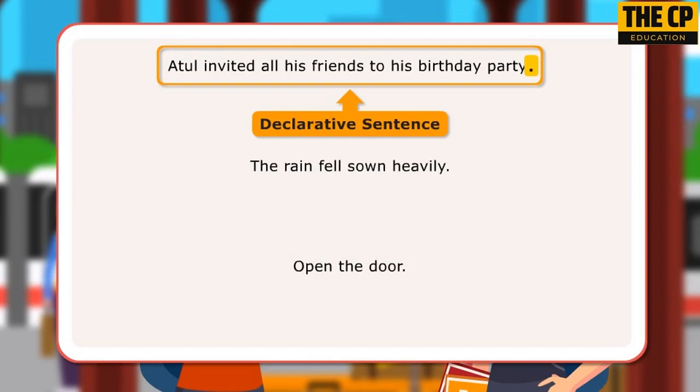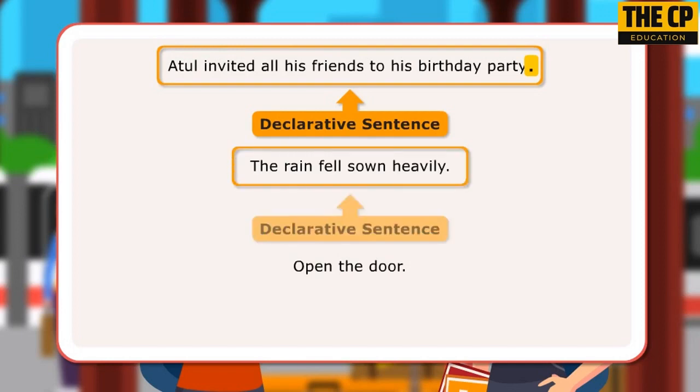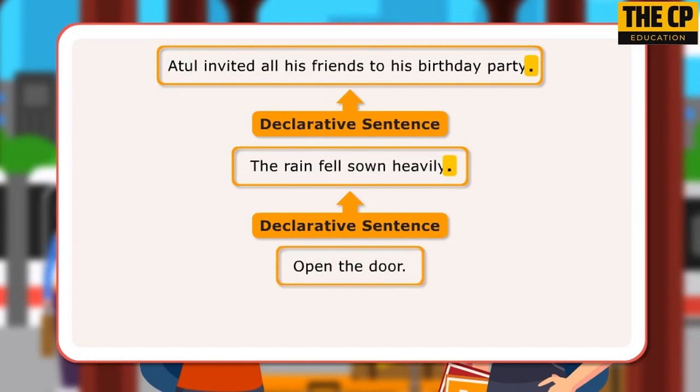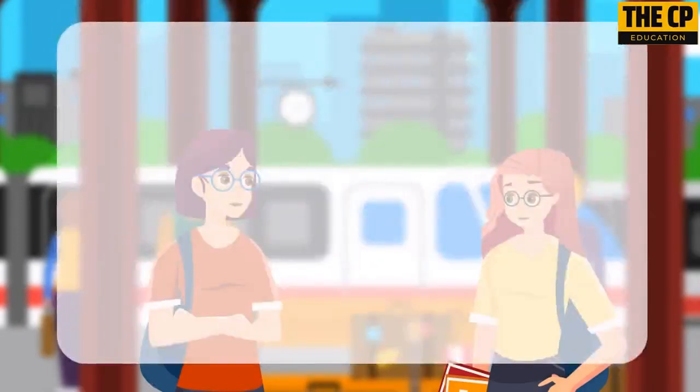The first sentence is a declarative sentence, so it ends with a period, denoted in spoken English by a big pause. The next sentence, too, is declarative and ends with a period. The third sentence is imperative and ends with a period. Here are a few more examples of the use of period.